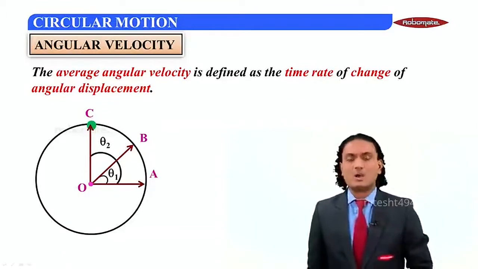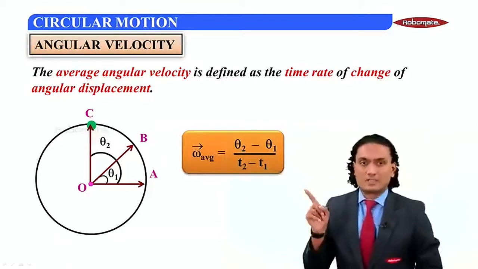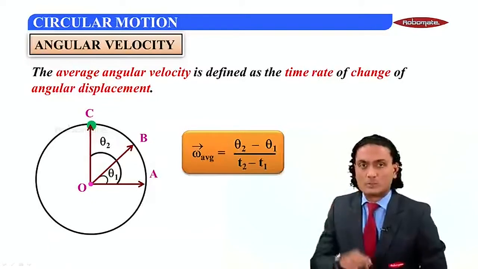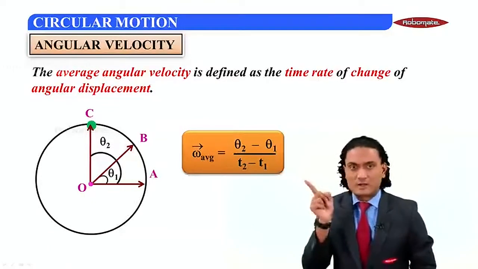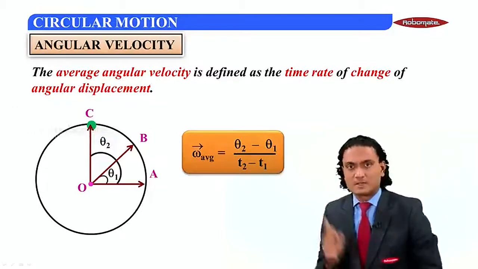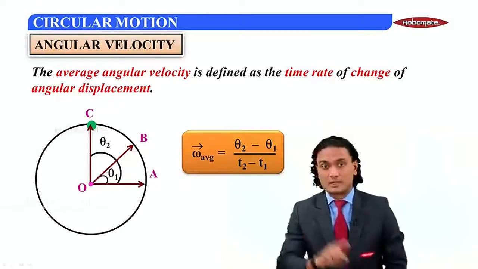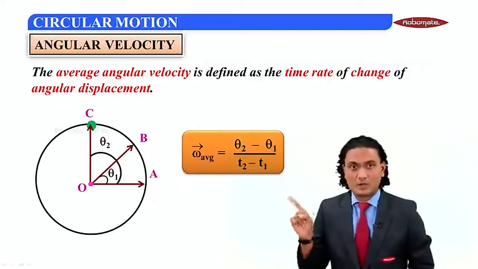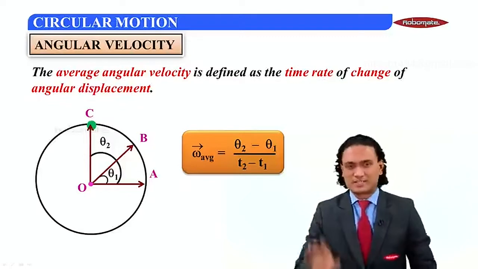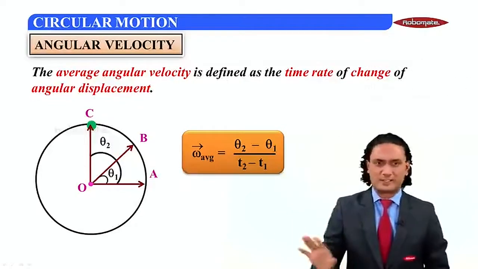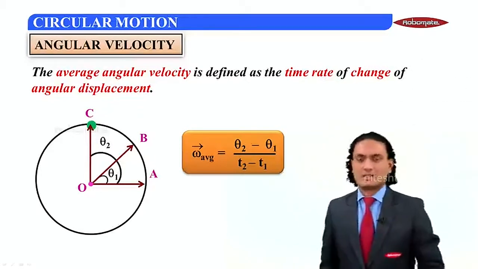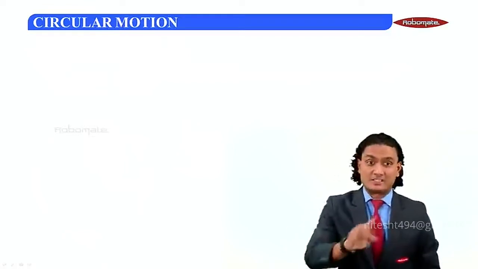The formula is omega average is (θ2 minus θ1) upon (t2 minus t1). Alright, θ2 is final angular displacement, θ1 is initial angular displacement, t2 is final time, t1 is initial time. Is this clear to you? So this is your average angular velocity, similar to average linear velocity. Is that clear? Fine. Now the next one we have is instantaneous angular velocity.